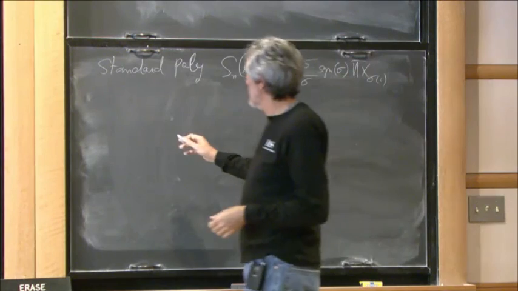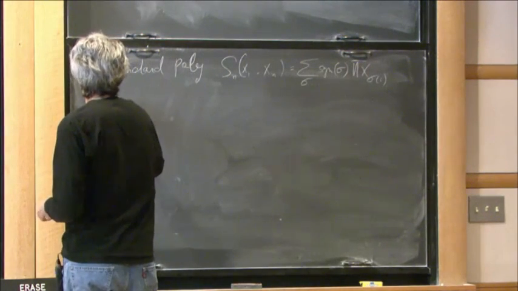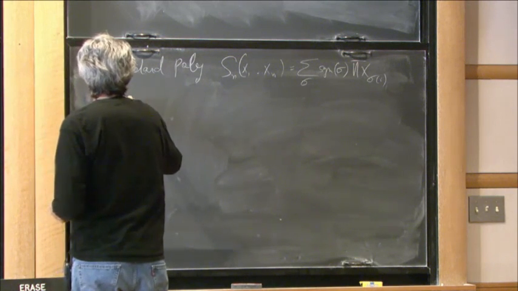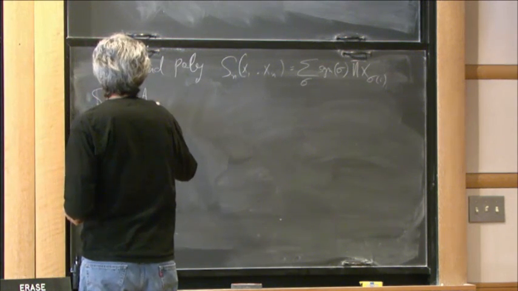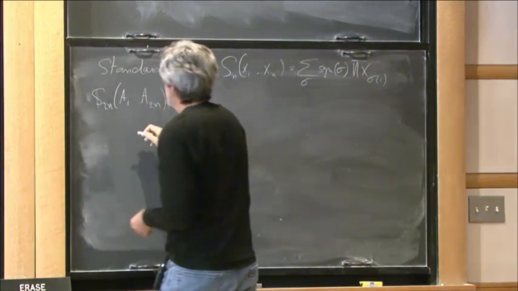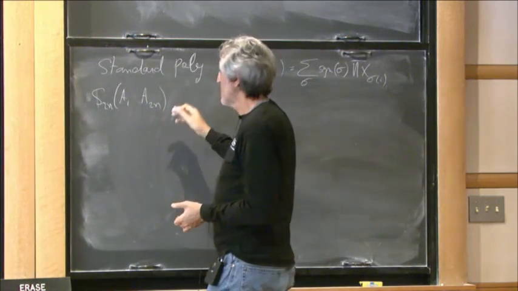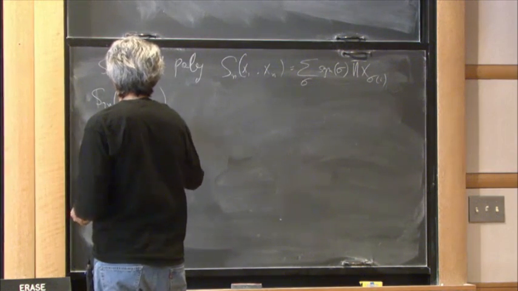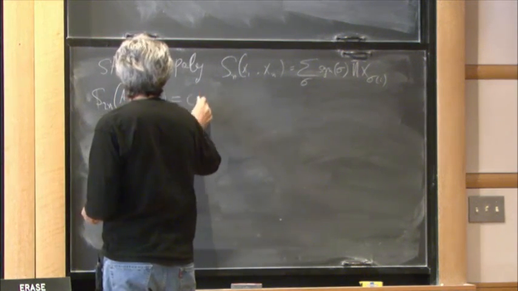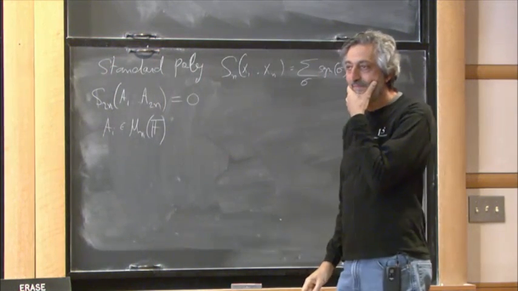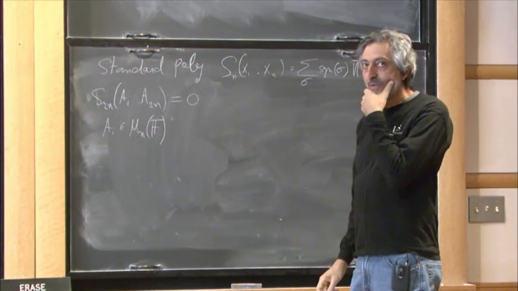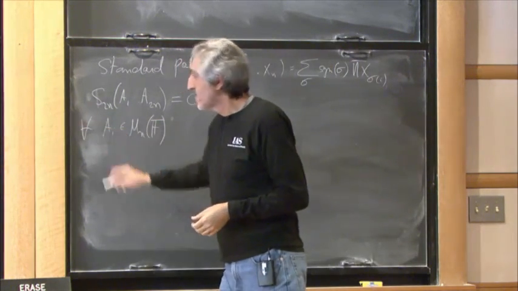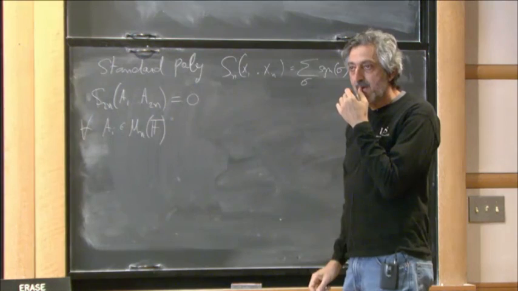And the claim is, so what they prove is that S2n of A1 through A2n, because that's the number of, you know, where A is an n by n matrix, of f, is zero. So what's the, okay? Any matrices you take. What's the proof of this?